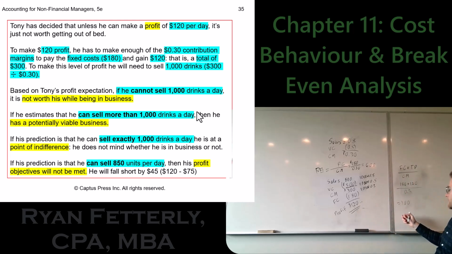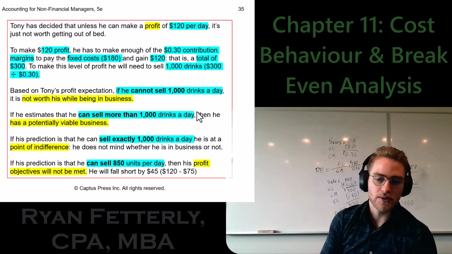And that's exactly what this calculation did. It told us that if we want to achieve a profit of 120, what we have to do is sell 1,000 units, because that will cover our fixed costs and then continue on at 30 cents until it creates a profit of 120. And it does that at 30 cents per unit.